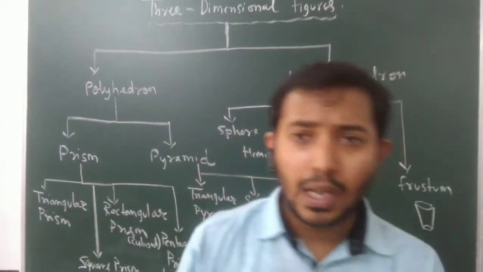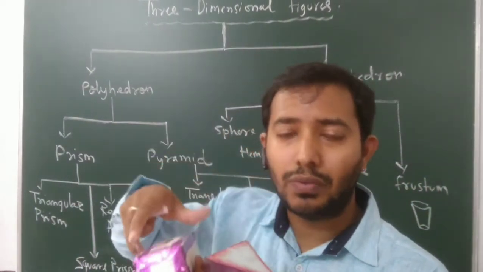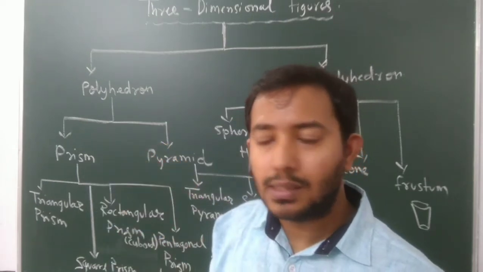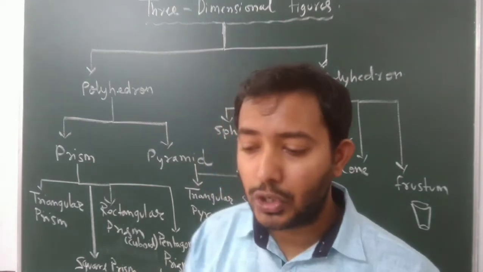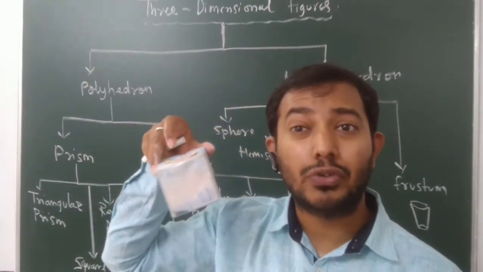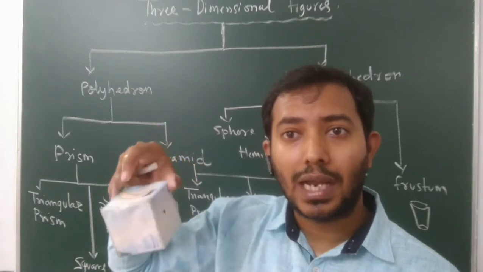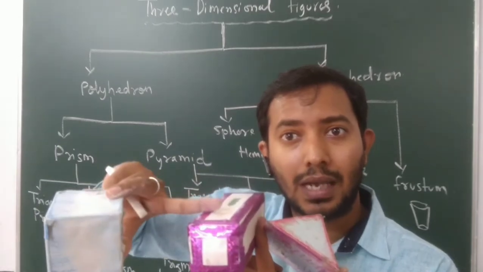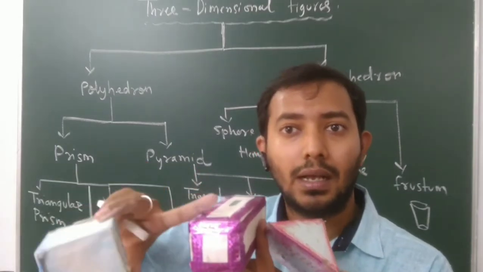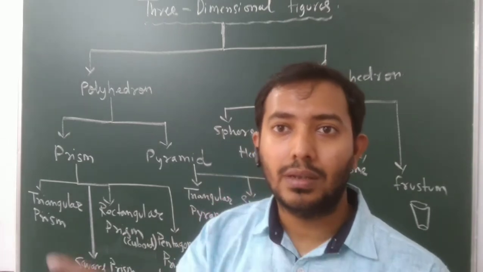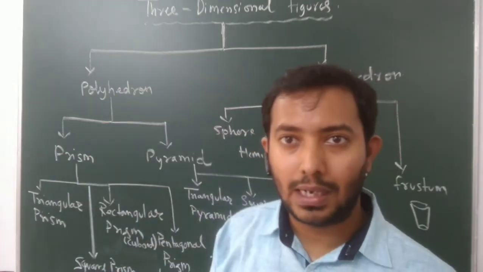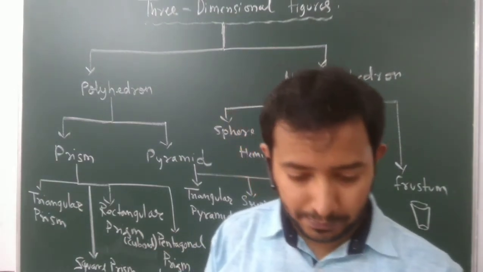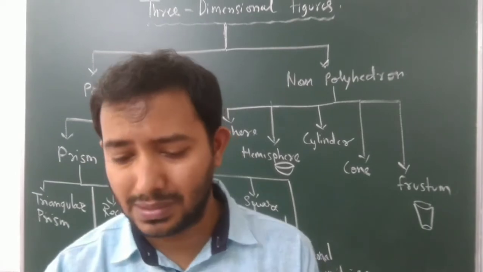Okay. Now, if we make it such a way that all sides are equal, then that square prism converts into a cube. A square prism can be converted into a cube when each side, that is the base and the lateral face, have the same area. Okay, same face. Then the square prism converts into a cube. Okay, these are the differences between your prism and pyramid.